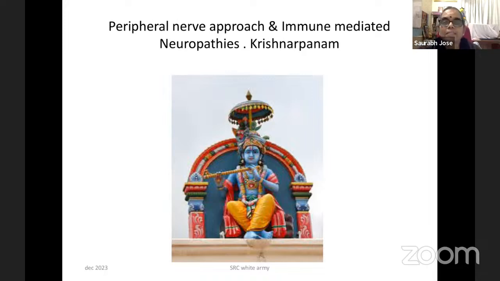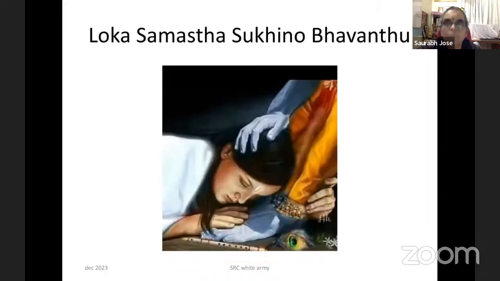I will make a bedside approach to overall neuropathies with some important points on immune-mediated neuropathies because we see them commonly. Otherwise, everything, as you know, in neurology is an elaborate topic by itself. But this will definitely help us to approach at the bedside.